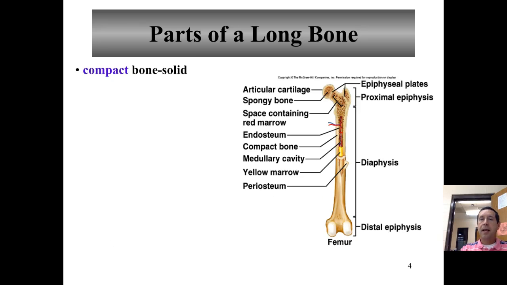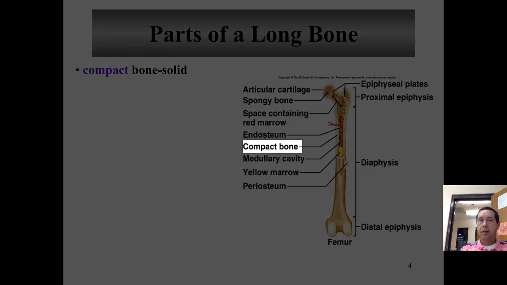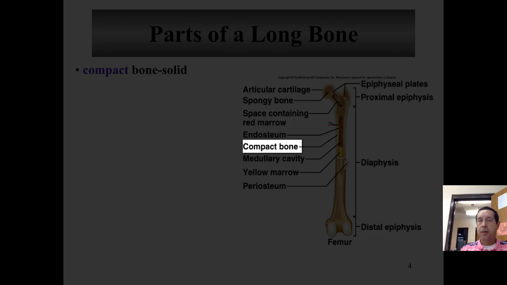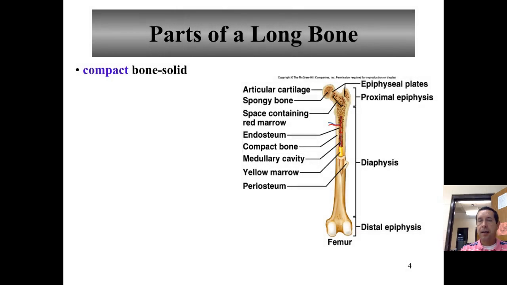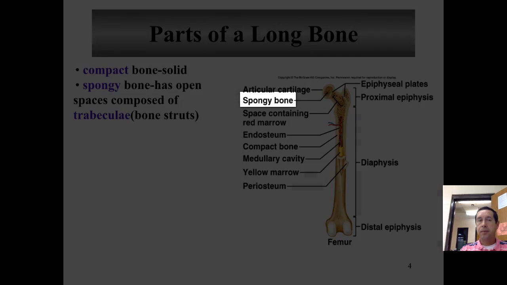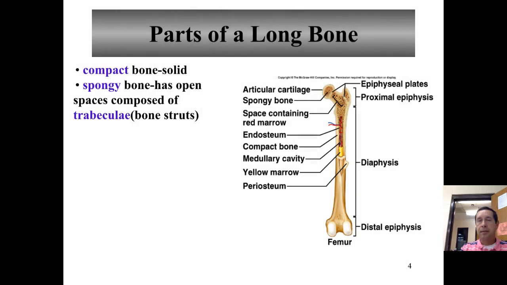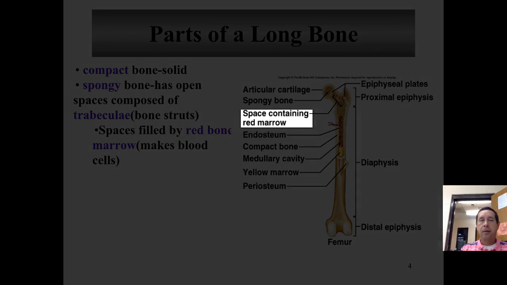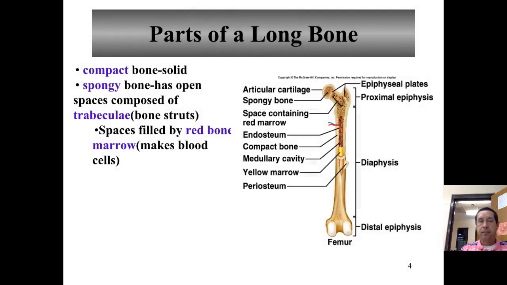There are two types of bone tissue in a long bone. There's compact or solid bone that makes up most of the diaphysis, and then spongy bone, which has lots of open spaces like a sponge, is primarily in the epiphysis, and it's composed of trabeculae, or little pieces of bone. It's inside the spaces of spongy bone where you find red bone marrow, the stuff that makes your blood cells.